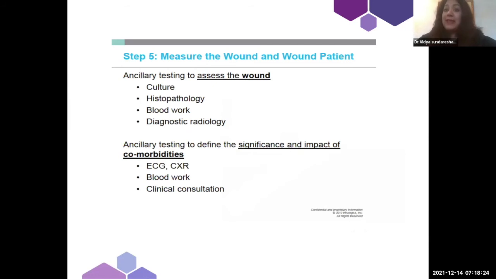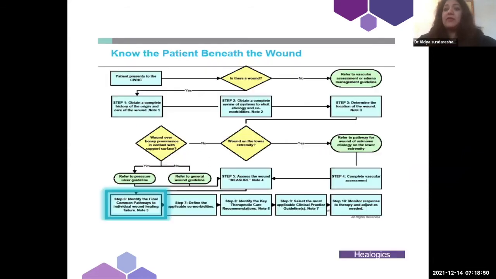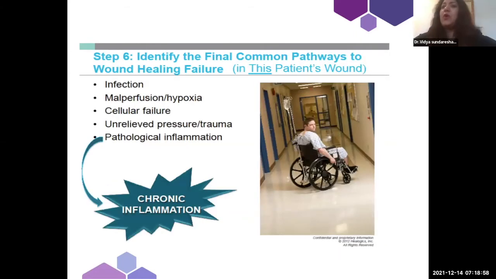Okay, and then when you're getting an assessment done, you also want to get a culture, send it for histopathology when needed, blood work, any associated blood work, and diagnostic radiology if there is a need at that point, a concern for osteomyelitis, concern for any deeper extension of the infection, you definitely want to do that. And comorbidities, EKG, chest X-ray, any clinical consultation that's needed for the patient. And that kind of kicks into the final common pathway for the patient. So you want to look at the patient as a whole. It's not just the wound.